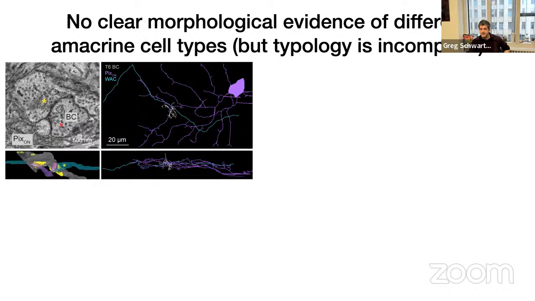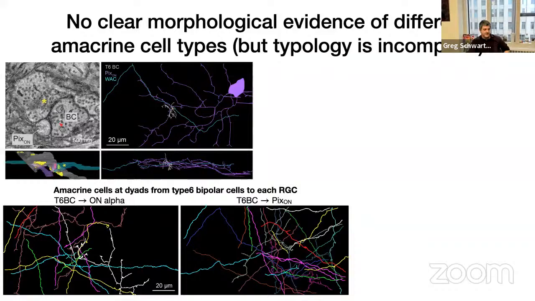And if you group them into the ones that are at the type 6 to on alpha versus the type 6 to pixon synapses, you get colorful spaghetti. But the colorful spaghetti doesn't look all that different between the two types, as far as we can tell. It seems that most of the amacrine cells are wide field, granted.